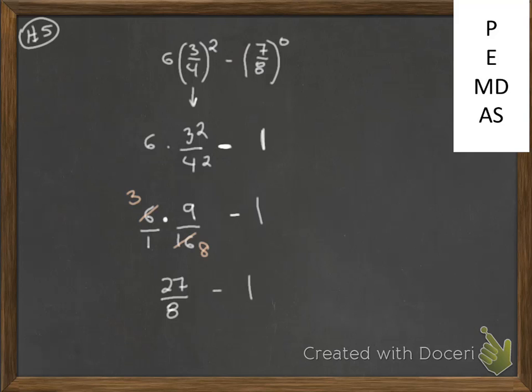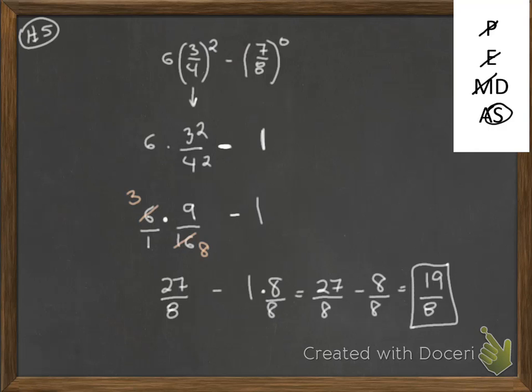So we've done our parentheses, our exponents. We've done our multiplication. There wasn't really any division other than the fraction itself. So now we have to subtract these rational numbers, which is annoying, right? Because one of them is a fraction, and one of them is not. So the easiest way to fix that is just to multiply 1 by 8 over 8. So it's like cutting one whole pizza into 8 equal slices. So we have 27 over 8 minus 8 over 8, and that leaves us with 19 over 8. And that's it.